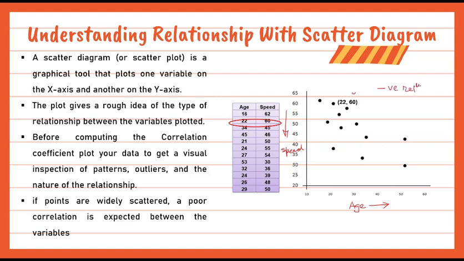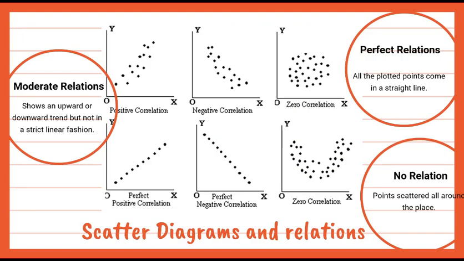Negative relation means as age increases, drivers will drive at a lesser speed, because with maturity, they will rely more on safety than on adventure, probably. And so there is a tendency that the speed will come down. So this is what you understand about the relationship between two variables through a scatter diagram. Let us try to understand the relationship between the variables from the scatter diagram.